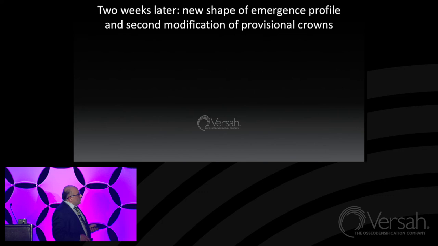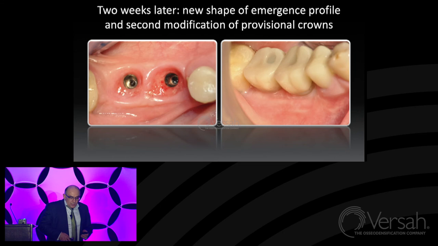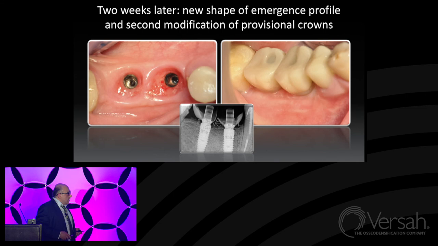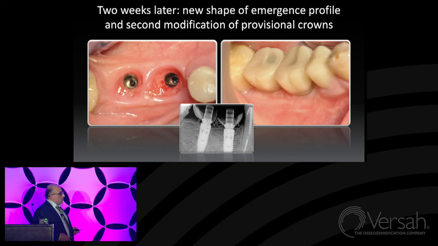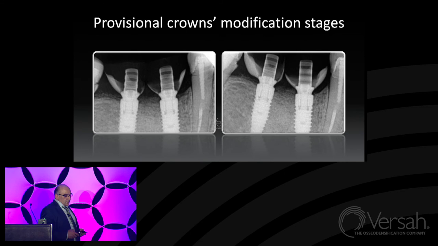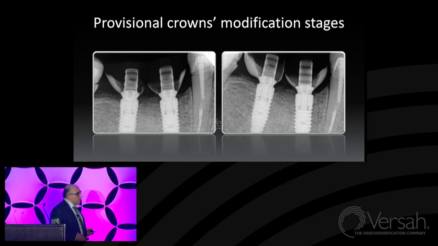So what did we get 2 weeks later? Look at this. 2 weeks later, we got a different shape of the emergence profile for both of the implants and something like an interdental papilla between the two implants. Then we go to the second stage. We make a little bit more correction, add a new amount of flowable composite and modify the provisional crowns. You see the difference between the first and second stage. Of course, at the second stage we have more change in the shape of the crown at the cervical part.